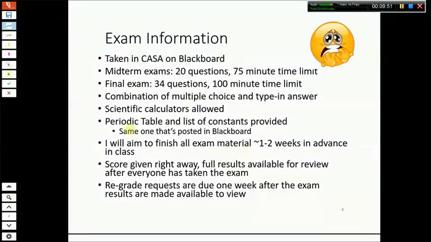75-minute time limit. So as you can see, it's a little bit faster than the homework. The homework is 4 minutes per question. The exams are 3.75 minutes per question, so very similar but a little bit faster. The final exam is 34 questions and has a 100-minute time limit, so a little bit quicker pace on that one too, but should be stuff that we've already seen before. You'll get used to the types of questions we have from the homework assignments.